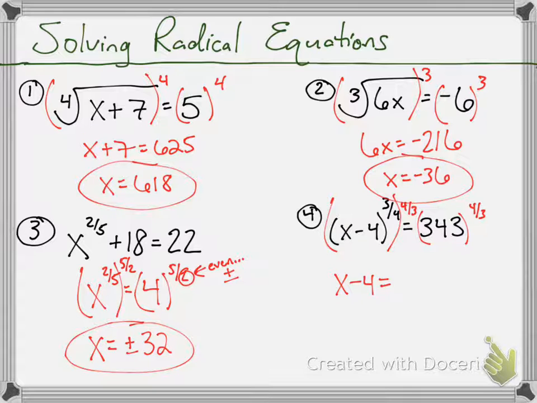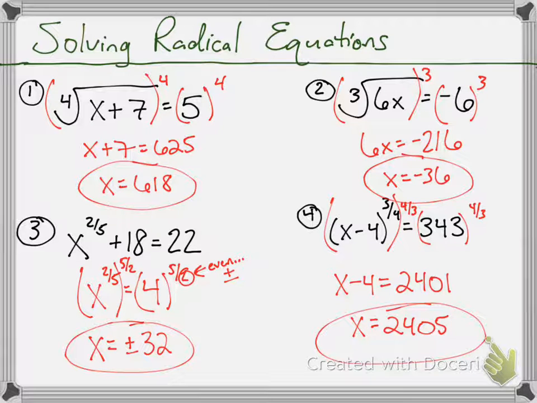Now, since my denominator is odd, no plus-minus in this case, because it's an odd root, we don't have to worry about that. So you could just punch in 343 to the 4/3 power and not worry at all about remembering that pesky plus-minus, because the denominator is odd, the root is odd. 343 to the 4/3 power comes out to 2401. Add 4 to each side, you will get x equals 2405.